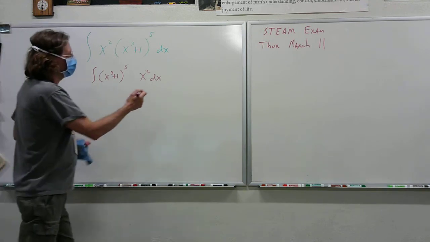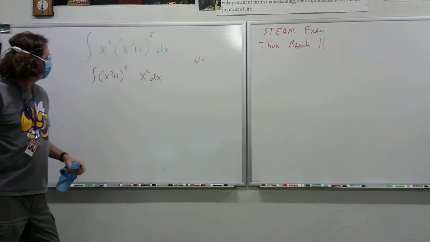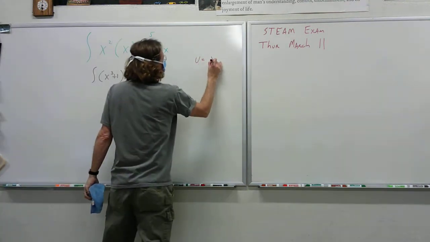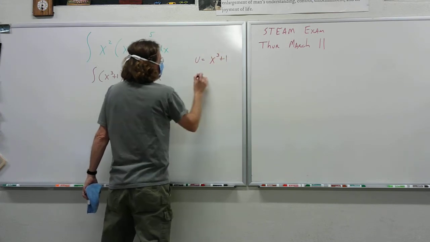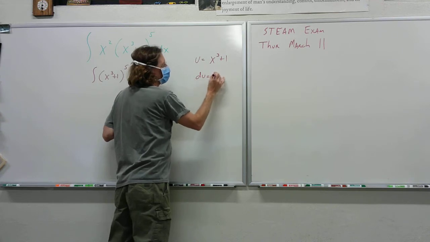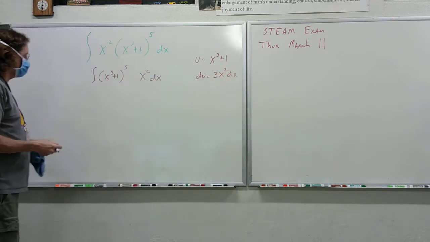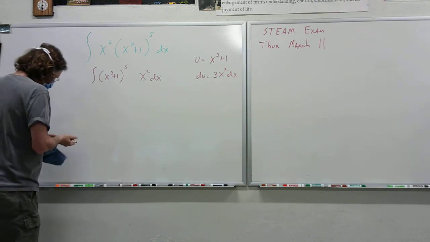What are you going to do over here? You're going to write your u. What's your u going to be? Tell me out loud. x cubed plus 1. Then you take the derivative of that. Don't look over here. Take the derivative. What do you get? 3x squared dx. Then you look over here and you decide what number needs to go in there.